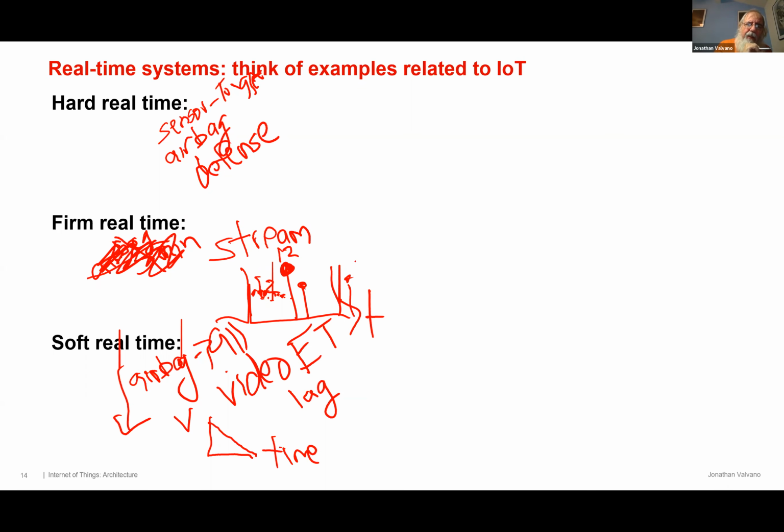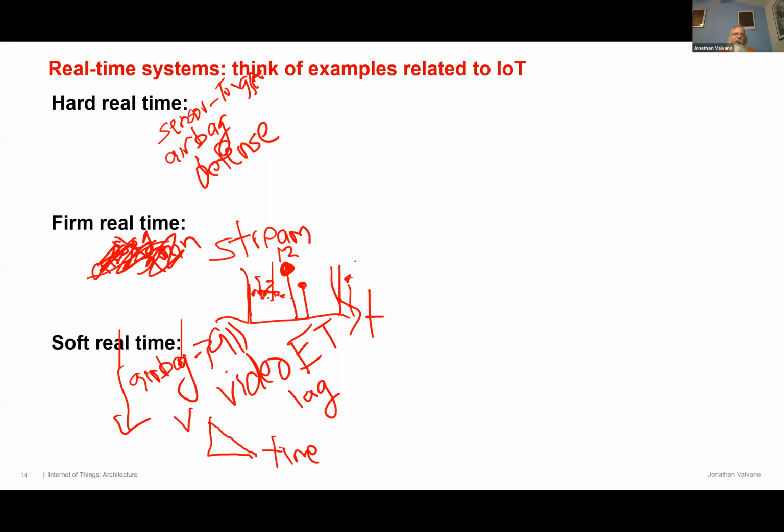So I'm trying to think of a streaming application where the packet arrival time, the value of a packet decreases in time. I just don't know of one. I mean, the video game example is pretty good, but that's a weird category, right?